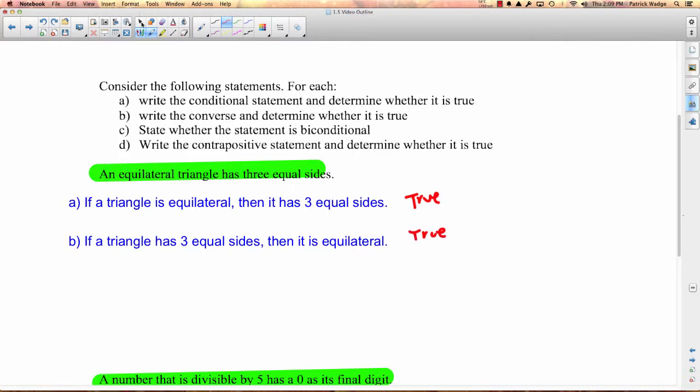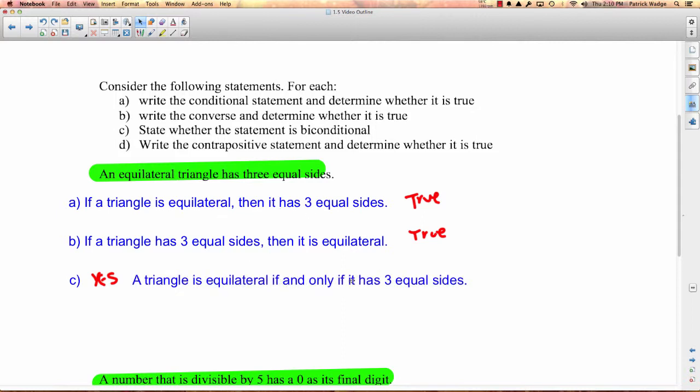C, state whether the statement is biconditional. Well, if you get a true and a true here, that means it's biconditional because it works both ways. So the answer would be yes, it is biconditional. And then what I want to do is write down the biconditional statement. So remember, this is where we use the if and only if. A triangle is equilateral if and only if it has three equal sides, which means it works both ways. And we've already shown in A and B that it does work both ways.